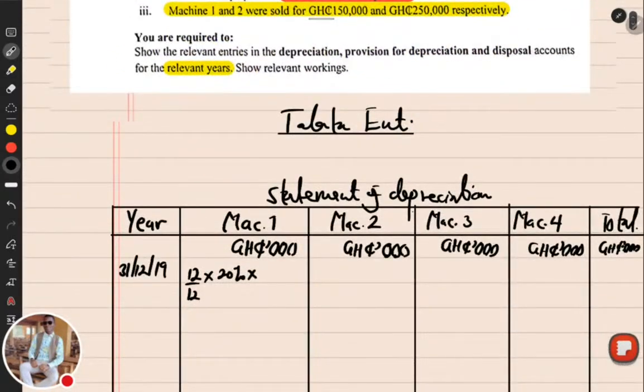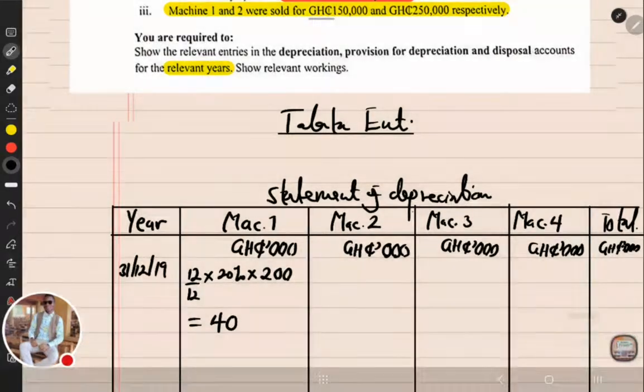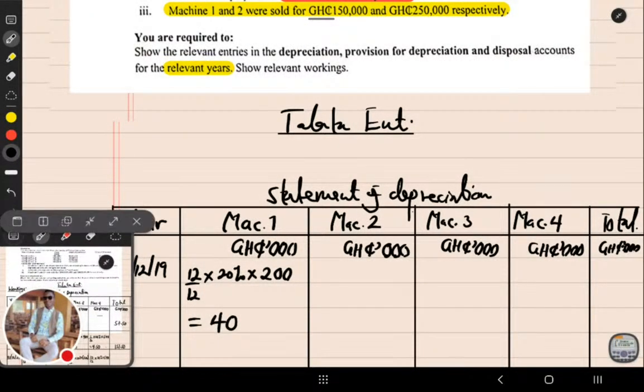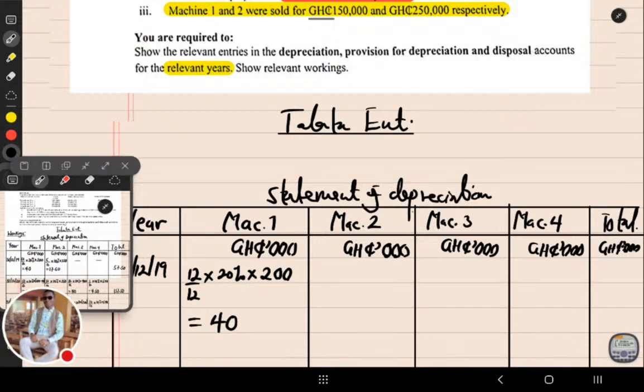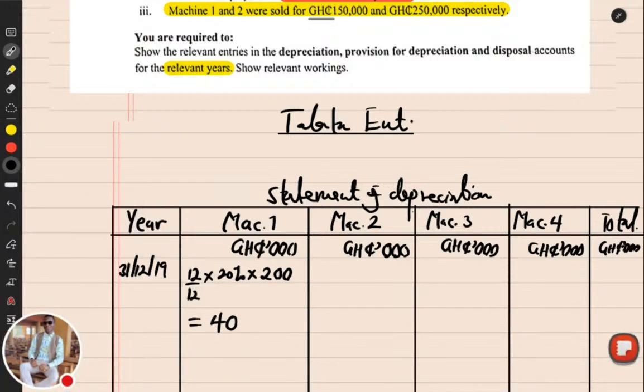So here we're going to write 200. The reason why I'm using 12 over 12 here means that we are applying a 1 month ownership, 1 month basis. So depending on the period in which we have used the asset, you provide depreciation for it. So take note of that. So what do we get here generally? With my calculation, I'm supposed to be able to get 40. Right? Supposed to be able to get 40. And that's what I had there. So let's take note of that.